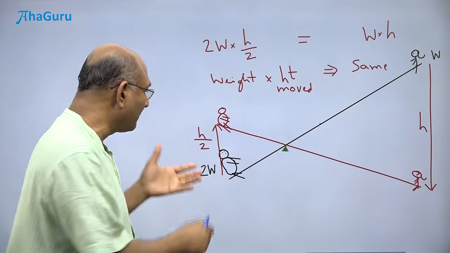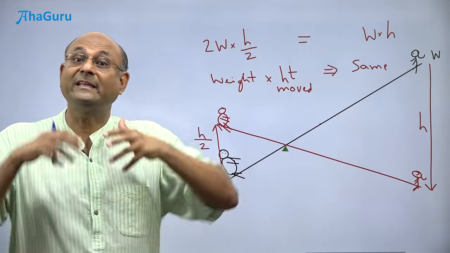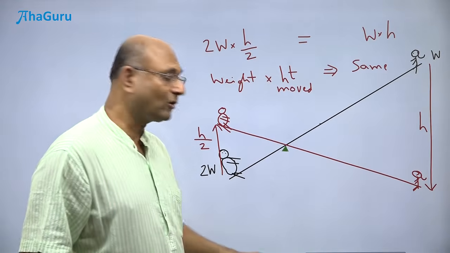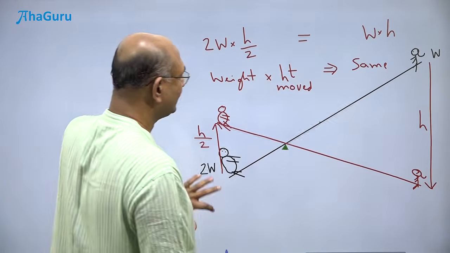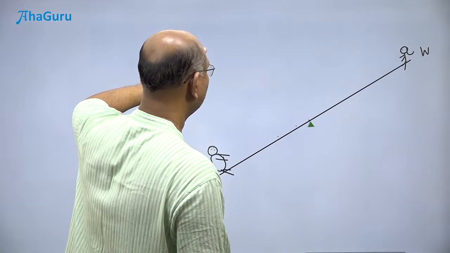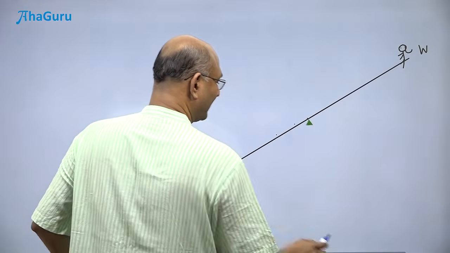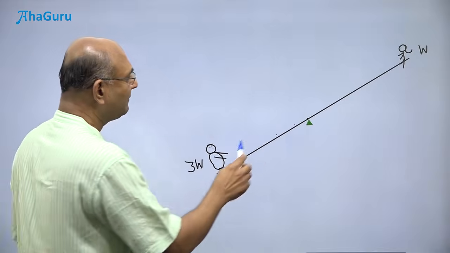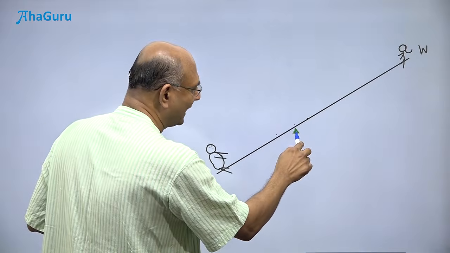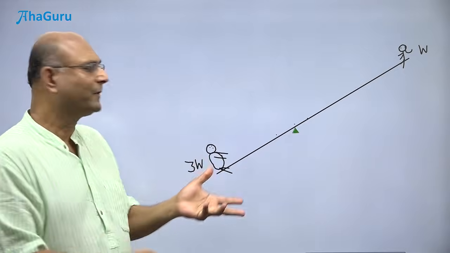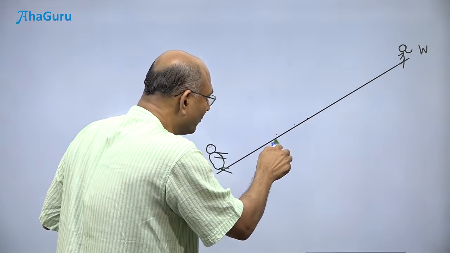What do you think will happen if the boy weighs 3W? Then that means we are talking about a boy who's even bigger. So let us look at that situation. Now this boy has a weight of 3W, and if I move this fulcrum from here to there like I was doing earlier, that's not even enough. So you have to move it even closer, somewhere here.